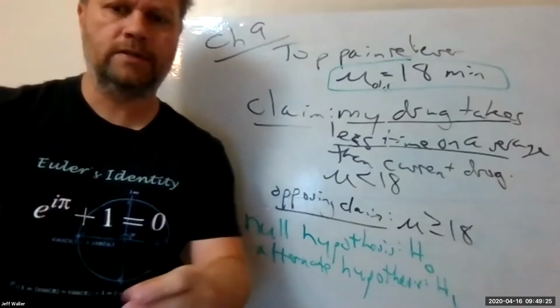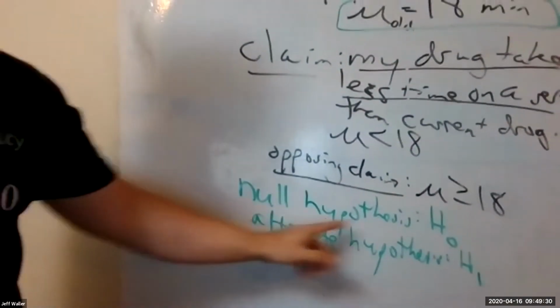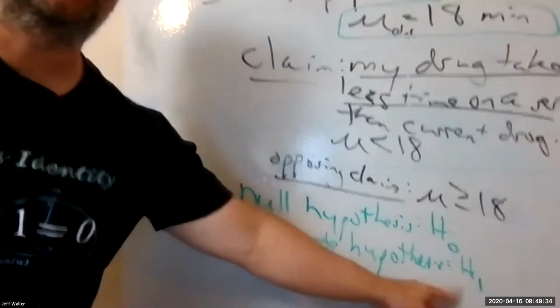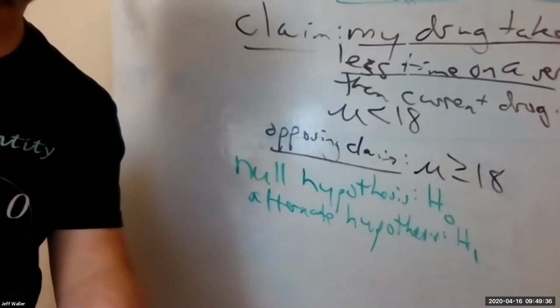I cannot understand what it says on the bottom. Oh, okay. The null hypothesis is H0, and the alternate hypothesis is H1. Alternate, yes.